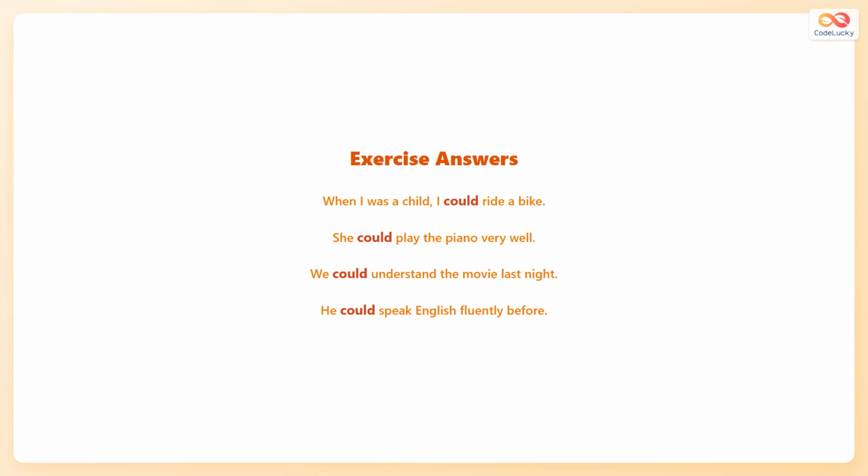Here are the correct answers. When I was a child, I could ride a bike. She could play the piano very well. We could understand the movie last night. He could speak English fluently before. Each sentence uses could for general past ability.